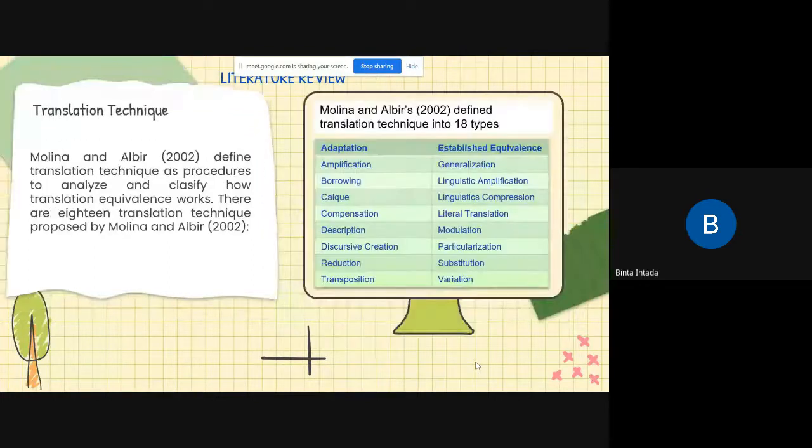So next is the translation technique. The translation technique used in this research is proposed by Molina and Albir, 2002. Molina and Albir 2002 define translation technique as a procedure to analyze and classify how translation equivalence works. There are 18 translation techniques proposed by Molina and Albir. Here are the Molina and Albir translation techniques I have mentioned before.